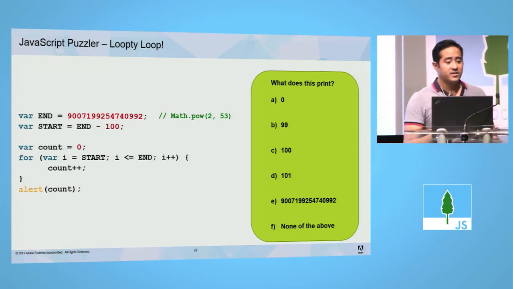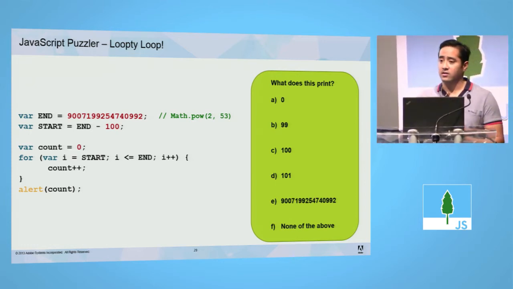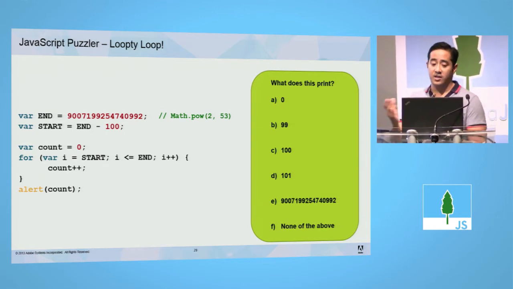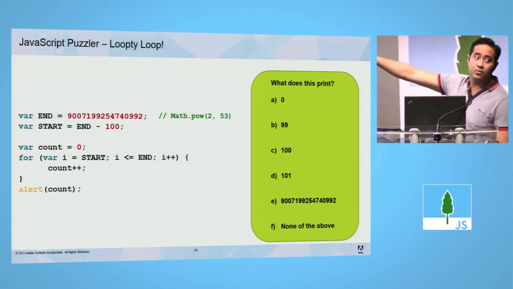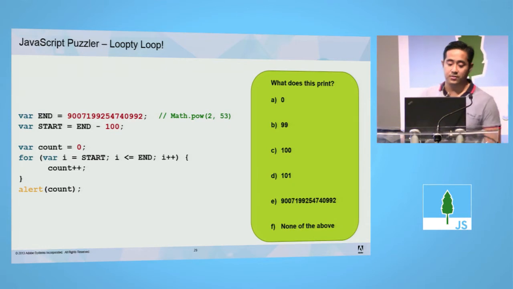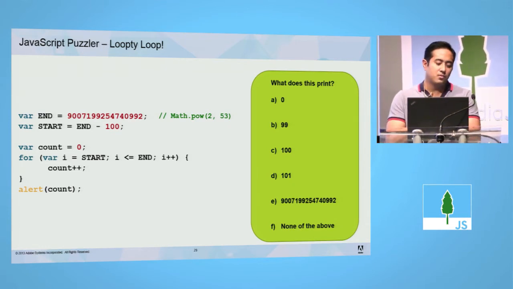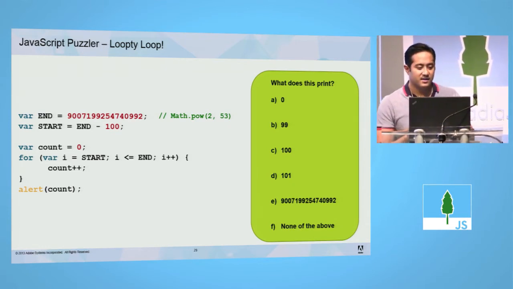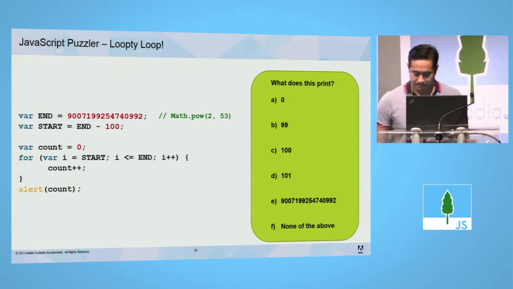A traditional for loop is: i equals start, i less than end, i plus plus. This is i less than or equal to end. So that should affect your count too. I'll give you guys a couple minutes to try and figure out what this does.